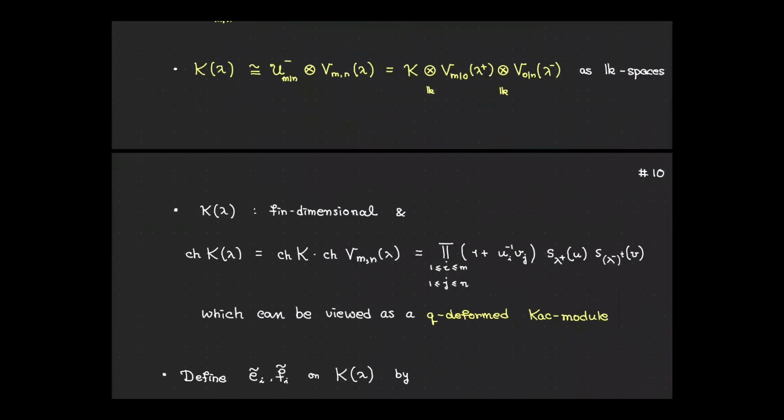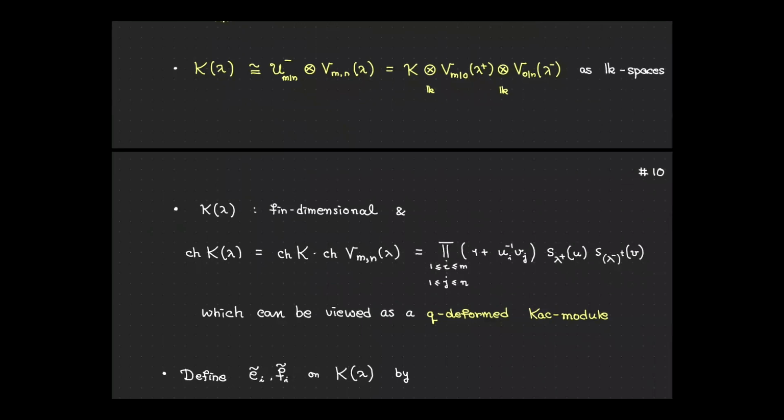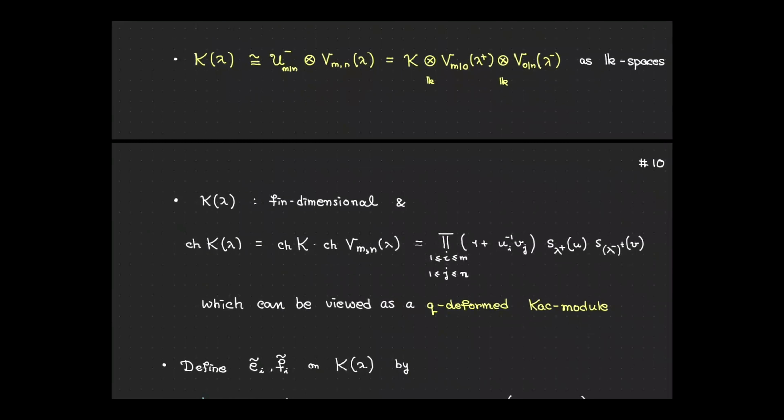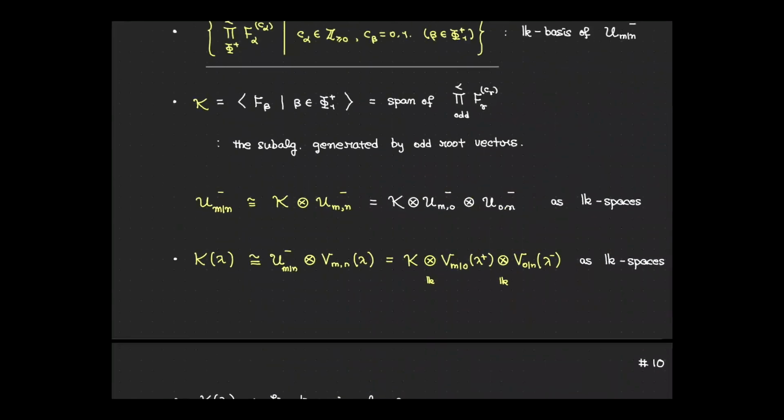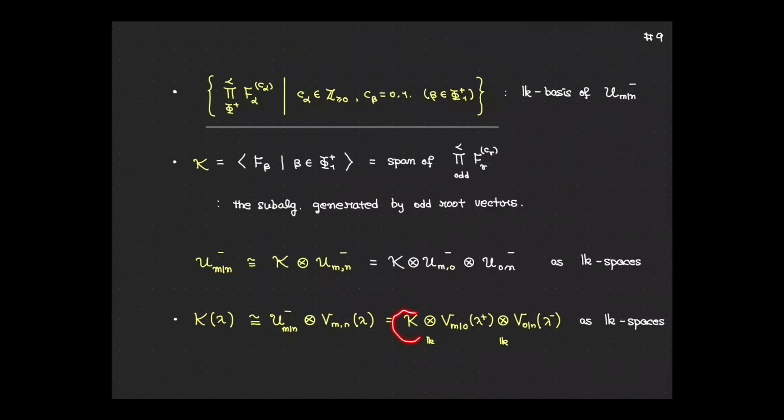And then immediately we can see that K of lambda is finite dimensional, because the linear basis of K is given by this kind of monomials, and the degree of each odd root vector is just 0 or 1, so it's finite dimensional. So the tensor product here is all finite dimensional. So our K of lambda, this representation, is finite dimensional.